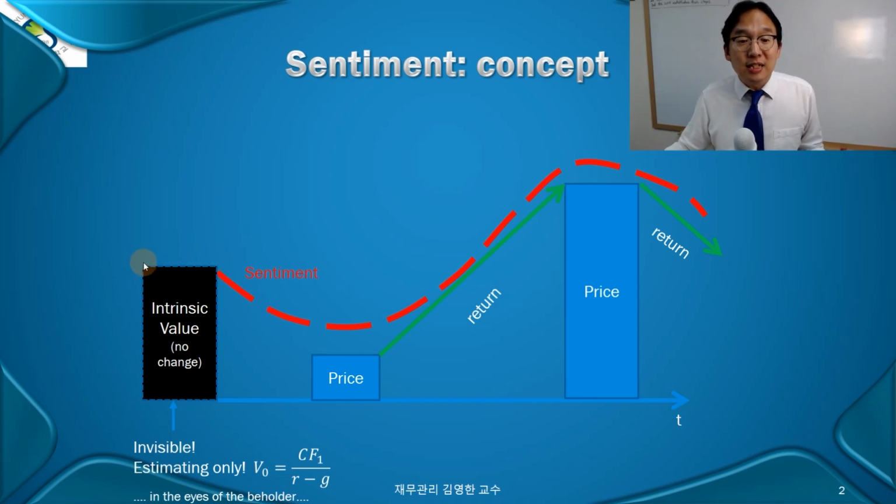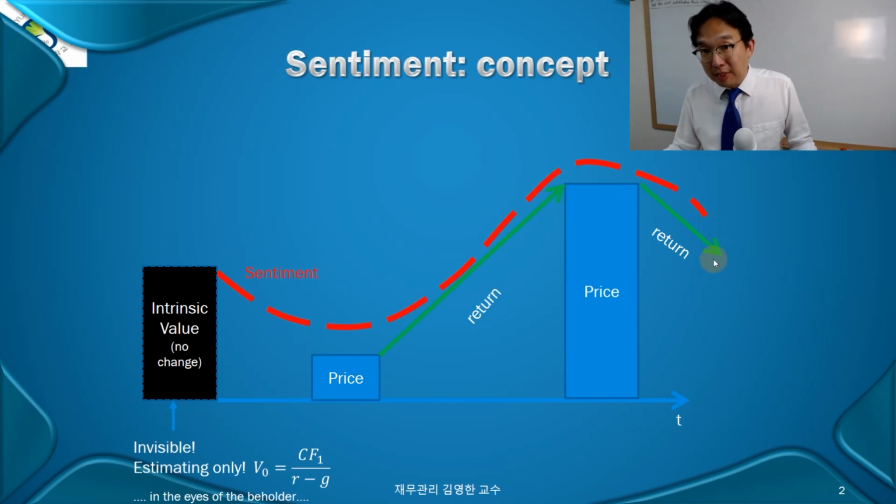That's why I just draw with dashed lines over here. Okay? No change, but you can observe the price of this company over time. And let's say the price was depressed in the beginning of the period, and then at the end of the period, it jumped up like crazy. Maybe it's going to come down again.